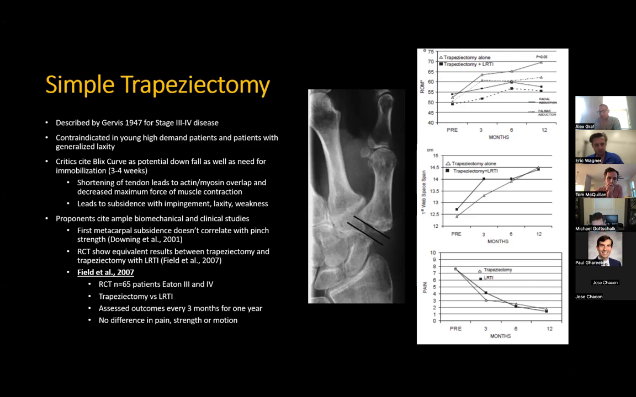I think the converse to that is, okay, look at the revision papers. So patients that undergo revision CMC surgery, what was their index procedure? I would say in our group in Milwaukee, oftentimes it's a simple trapeziectomy in a patient that comes in with subsidence. And so subsidence usually doesn't matter, but sometimes it does, which kind of complicates this.